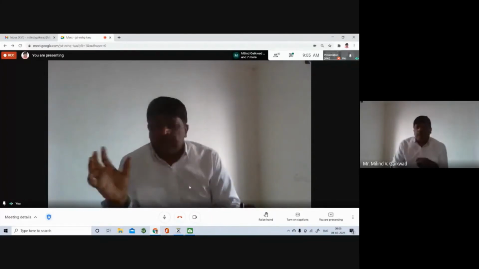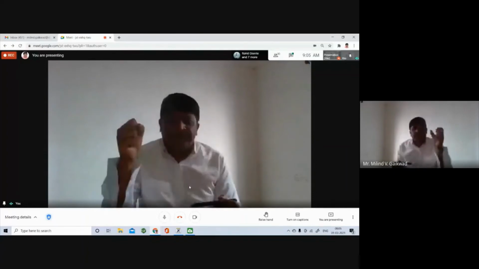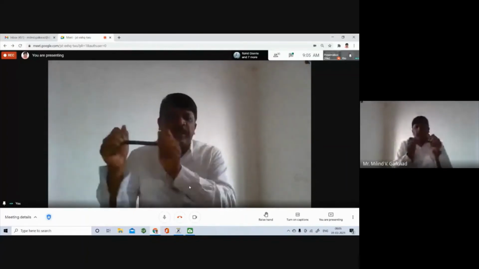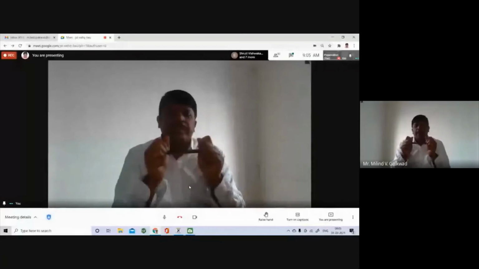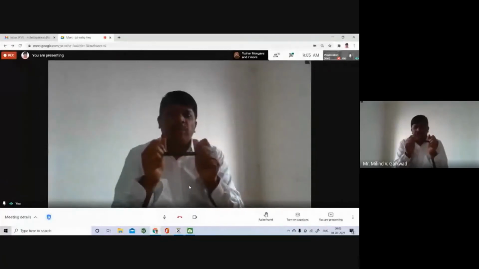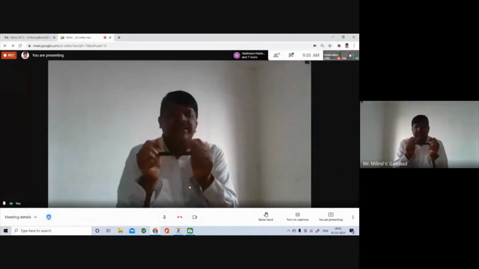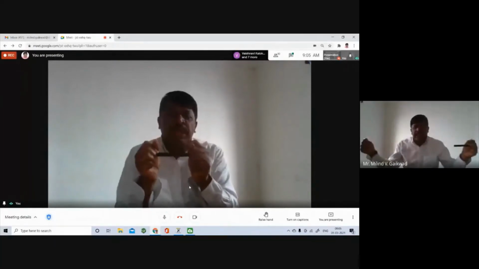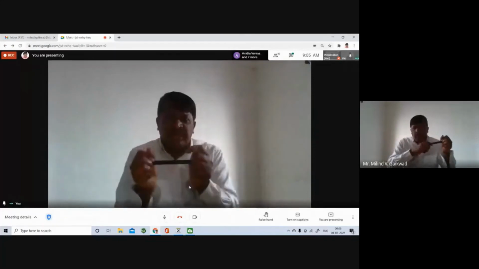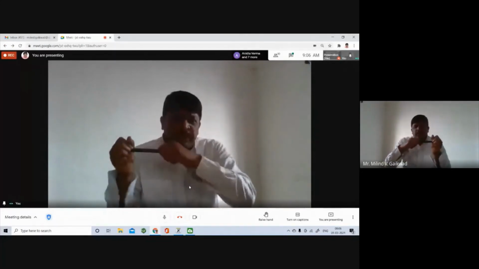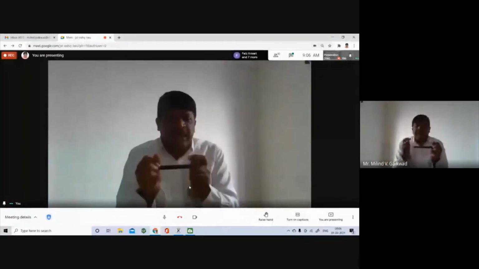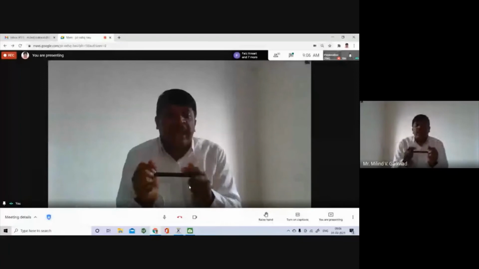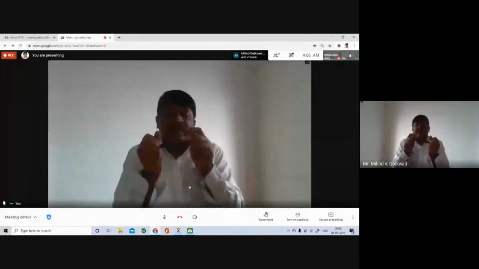Suppose this is one atom and this is your second atom, and there is a bond between these two. I want to stretch it, so I am going to pull it. I am applying energy, and I want to increase or decrease the length. Of course, the length increases, but with our naked eyes we cannot see whether the length increases or decreases.